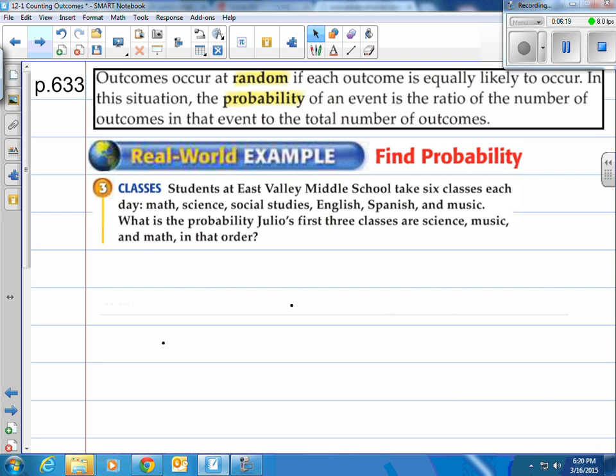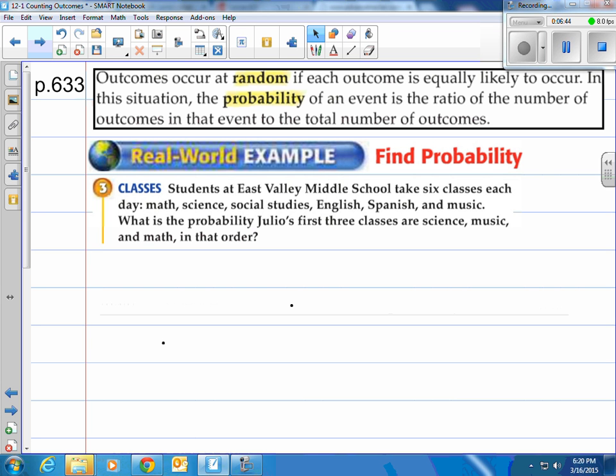All right, last piece. It says outcomes occur at random if each outcome is equally likely to occur. In this situation, the probability of an event is the ratio of the number of outcomes in that event to the total number of outcomes. So again, probability is just taking the ratio of the number of outcomes in that event to the total number of outcomes. All right, let's look at that in a little bit more of a real world example.